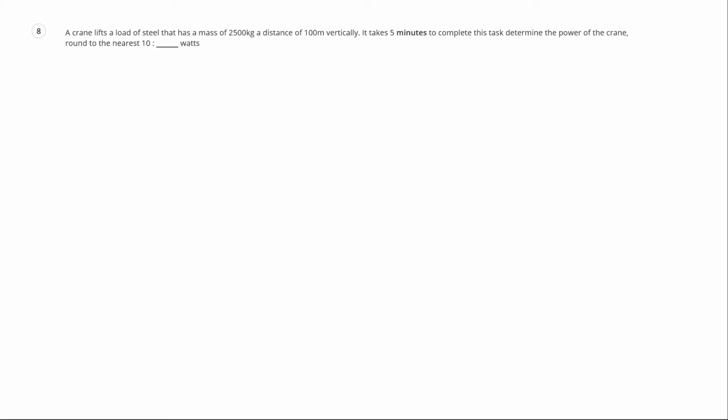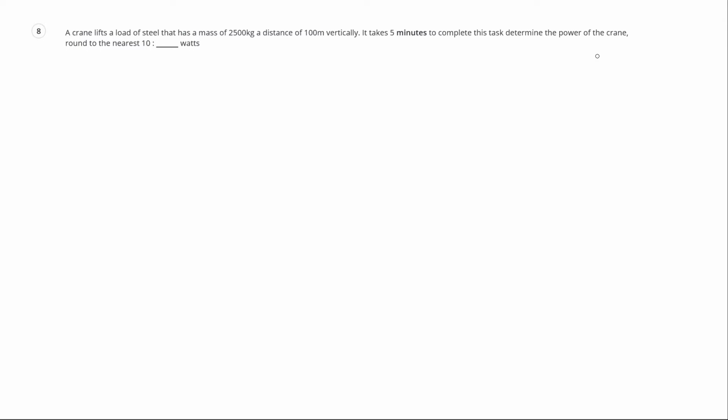All right, everybody. I've noticed something in our most recent set of problems, a critical misunderstanding that I think a lot of you are laboring under. I just want to address that by looking at one problem in particular. Here we have a crane lifting an object of 2,500 kilograms a distance of 100 meters vertically. It takes 5 minutes to complete this task. Determine the power of the crane to the nearest 10 watts.